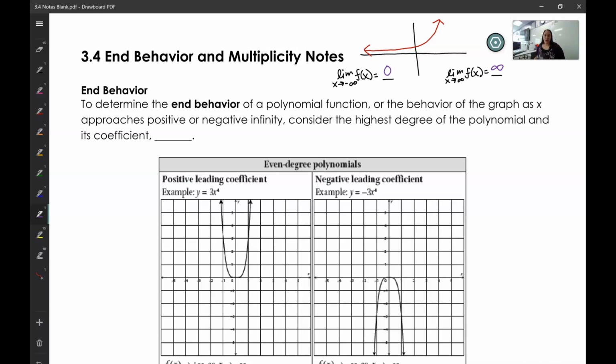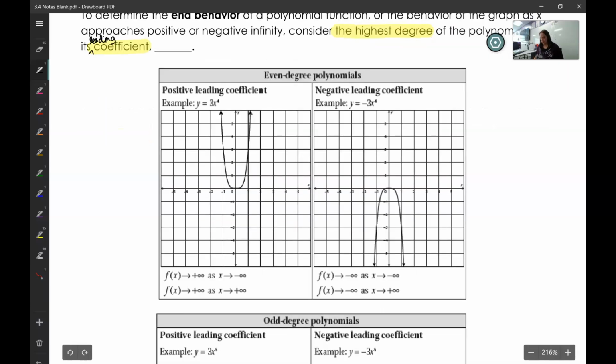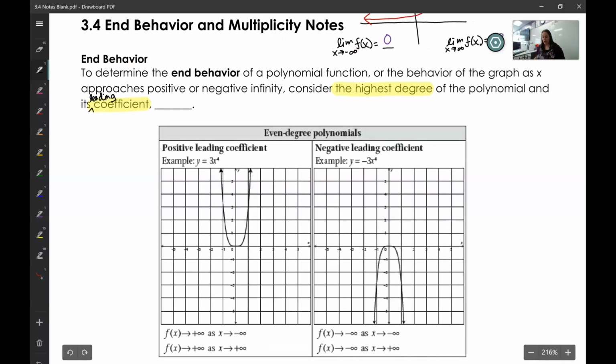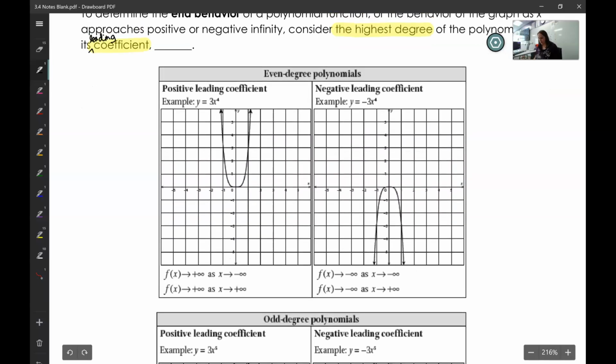Now, the cool thing about end behavior of polynomials is you don't actually need a graph to know the end behavior. To know the end behavior of a polynomial, you need the highest degree of the polynomial and its leading coefficient. So, there are 4 examples it could be, based on those two things, the highest degree and the leading coefficient. So let's look at these ones first.